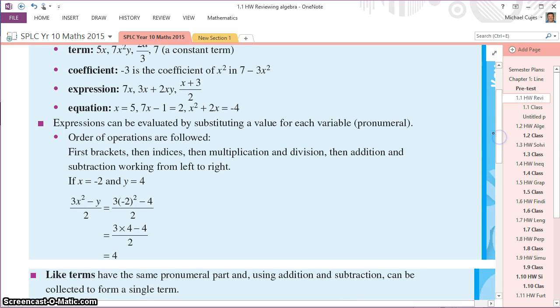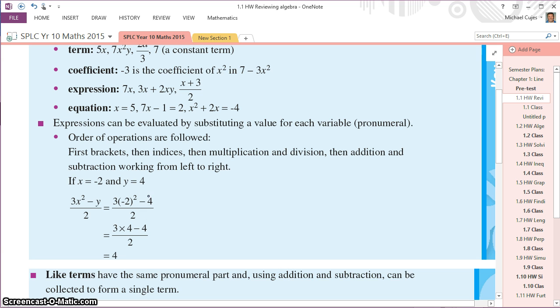Next we've got, how do we actually evaluate expressions? By substituting in values. They've given you an example there. They had the expression 3x squared minus y all divided by 2. So if x is -2, they replace the x with -2, and y was 4, so they replace where y was in the expression with 4.